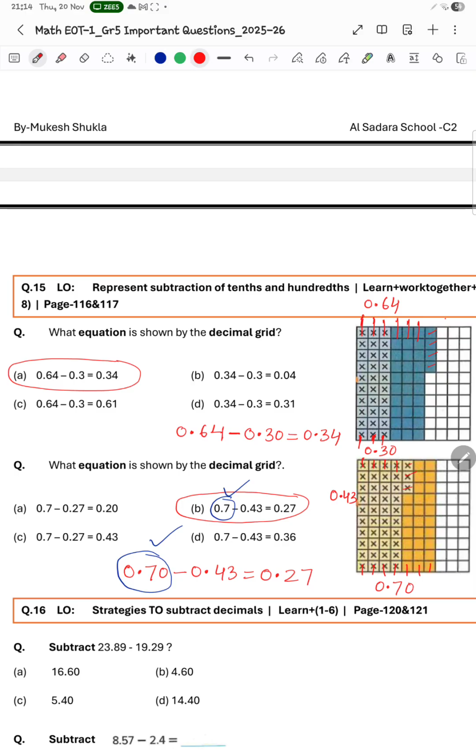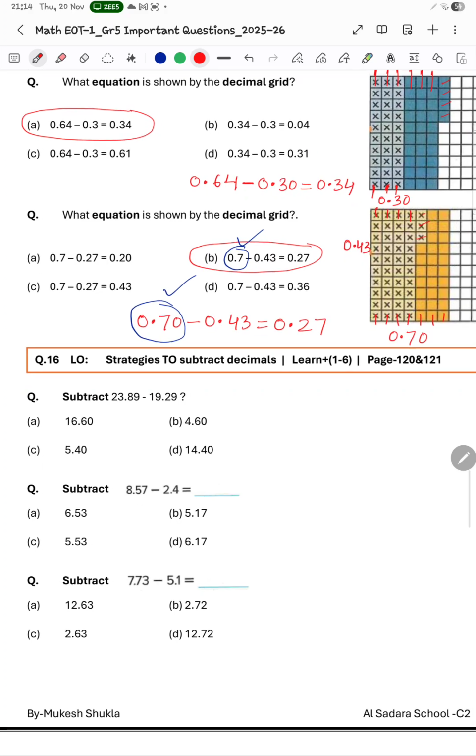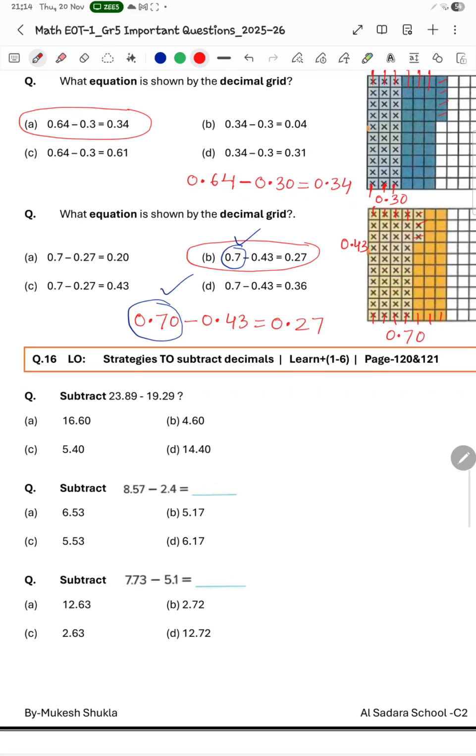Now after addition I will switch to subtraction. Same strategy I will use. Line up the decimal and subtract. So 23.89 minus 19.29. Okay. So let's line up the decimal. 19.29. Subtract. 9 minus 9, 0. 8 minus 2, 6. The dot will remain in the same place.